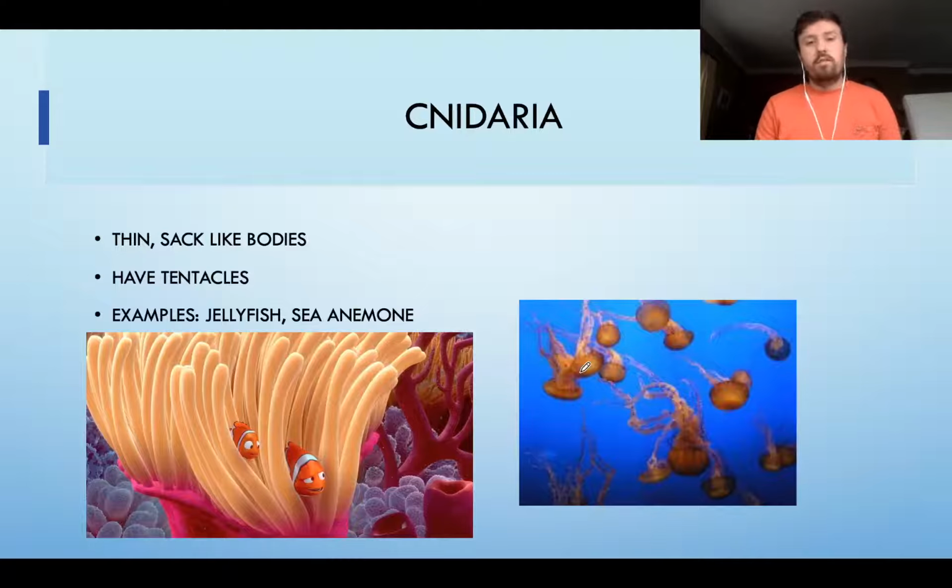Cnidaria, another form of invertebrate, can be defined with these thin sac-like bodies. So you see our example over here of the jellyfish. You see they kind of have this sac on the top of their head there, and they usually have some kind of tentacles. Remember from Finding Nemo, he lived in a sea anemone, and this would be an example of a Cnidaria as well. They have some kind of sac-like feature at the bottom here, but then all these tentacles that rise up off the top here. So those are examples of a Cnidaria and a couple ways to define them.